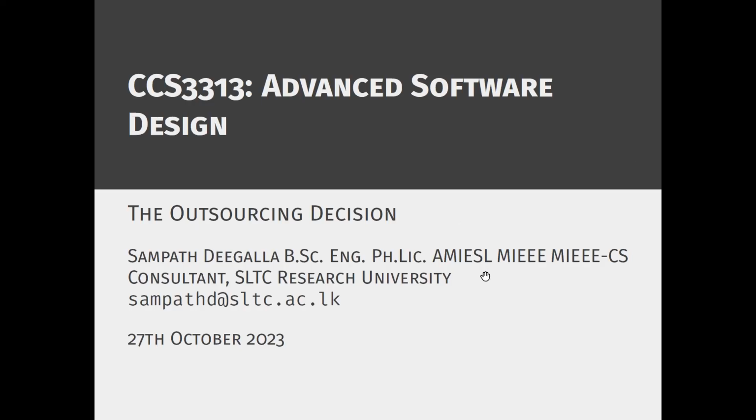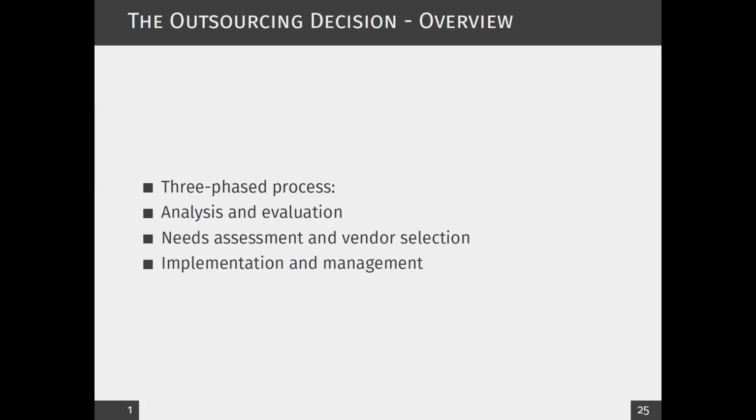So the outsourcing decision, as I told you, has different phases when you want to make a decision whether we are going to give it to somebody else. The first one is what we call analysis and evaluation. First of all, we might not outsource all the services, all the requirements. So we need to understand what exactly we want to outsource, right?